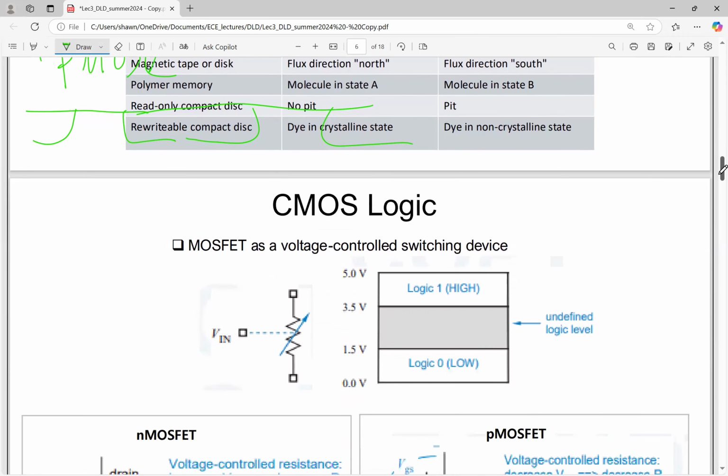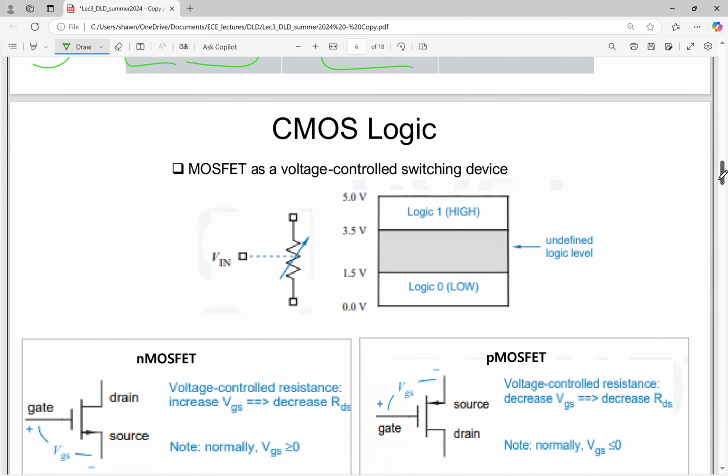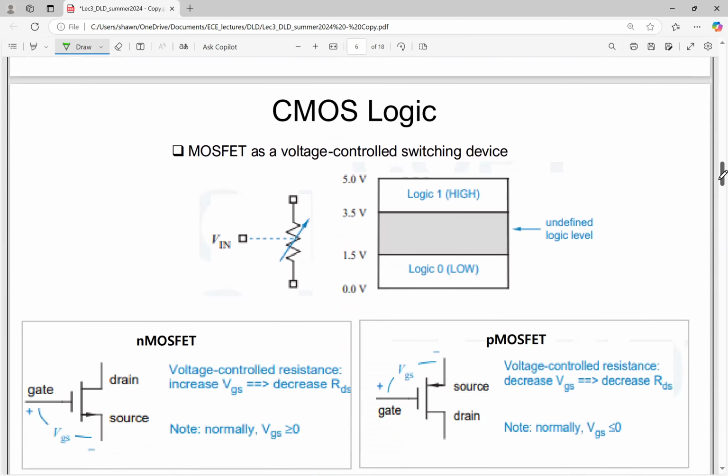So let's talk more about CMOS logic. As I said, CMOS is composed of NMOS and PMOS, which are complementary to each other. This is NMOS, this is PMOS.